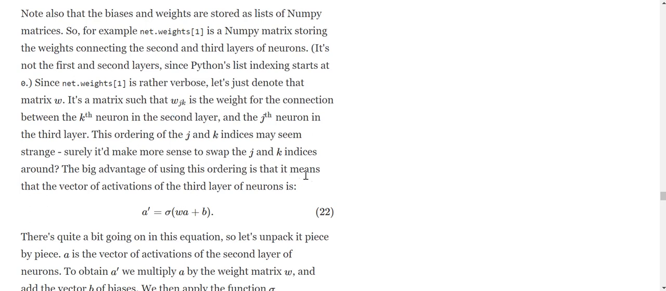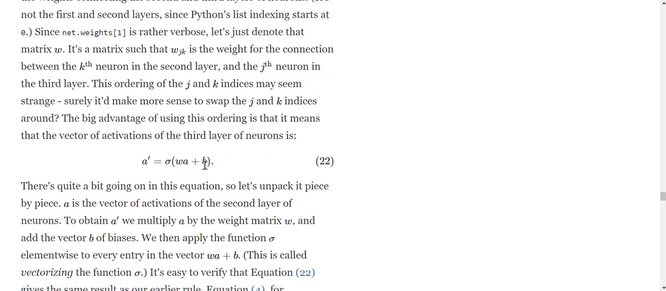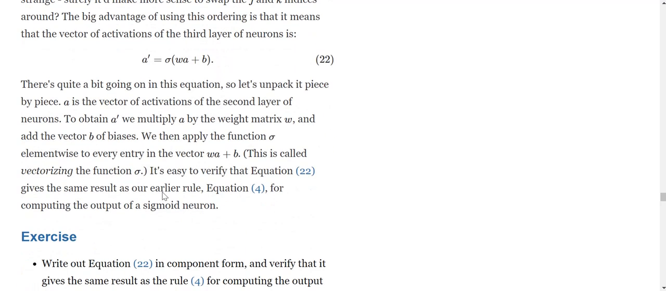But the big advantage of using this ordering is that the activation vector of the third layer is given by this equation. Since you're using this jk notation, you can straight away use W instead of doing some other wavy stuff with it. Using j first gives you the capability to use W directly, instead of doing some other mathematical operations on W to make it compatible in this equation, which would make the equation a bit more complex. So there's a bit going on in the equation, so let's unpack it piece by piece.